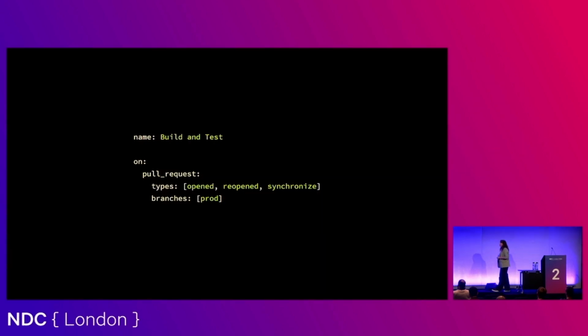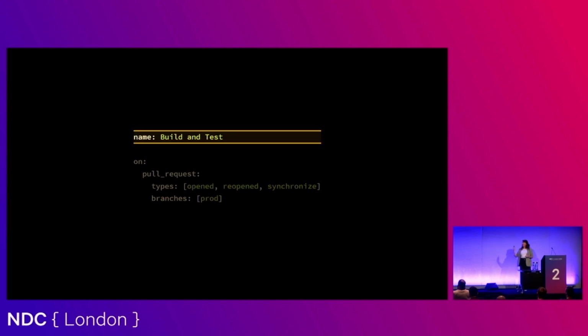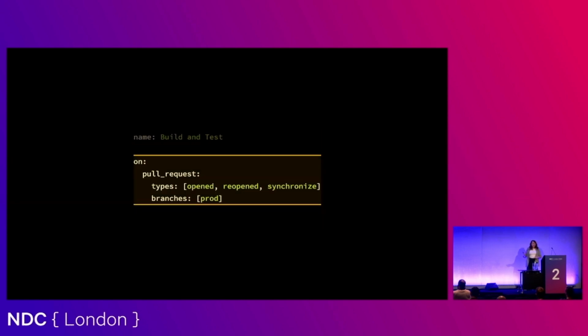So to get started, in our workflow file, we have a name of our workflow. This is a people-friendly label for us to know which workflow we're running. For example, here, mine is build and test because we're going to go through and build and test our application. Next, we have a look at how our workflow is triggered. In this case, we want our workflow to run every time a pull request to the production branch gets opened, reopened, or the code gets updated.